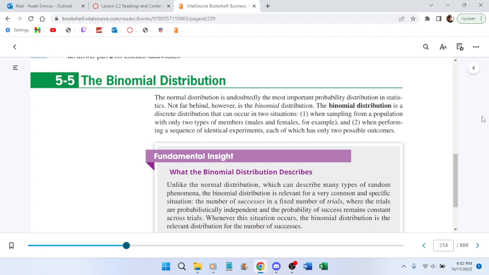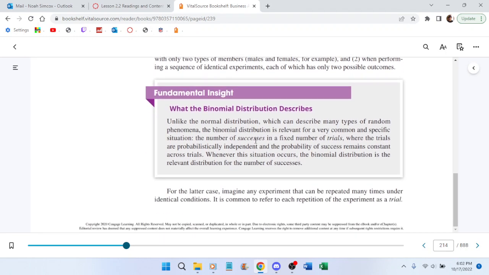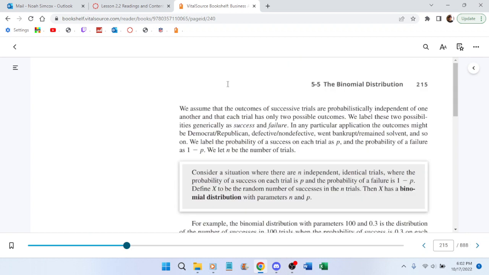The binomial distribution, normal distribution, and then we have a binomial distribution when sampling from 2 types of members and perform a sequence of identical experiments, each of which has only 2 possible outcomes. Any experiment that can be repeated many times. There's a trial. The outcomes are independent. Each trial is either a success or a failure.